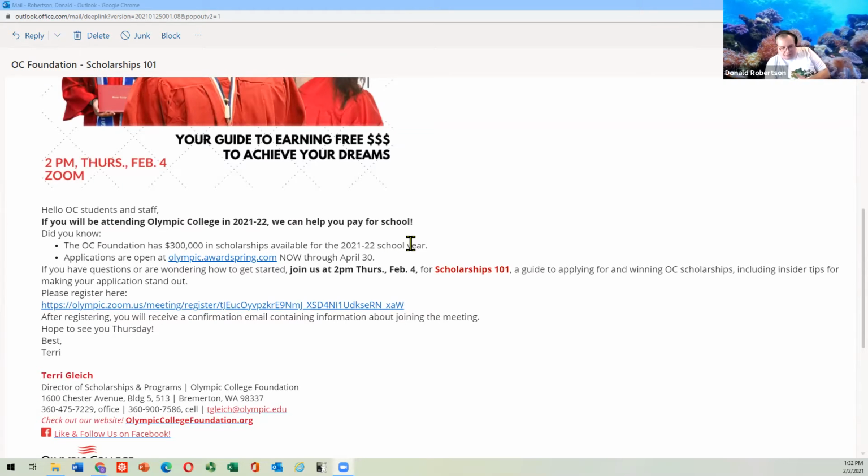OC has about a 20% reduction in students in the last year because of COVID. So you now have a 20% better chance of getting the scholarship because there's 20% less people. I always tell my students, you can't win it unless you're in it. Apply for the darn thing. You don't know who else has applied. You've just as good a chance as anyone else to get it.